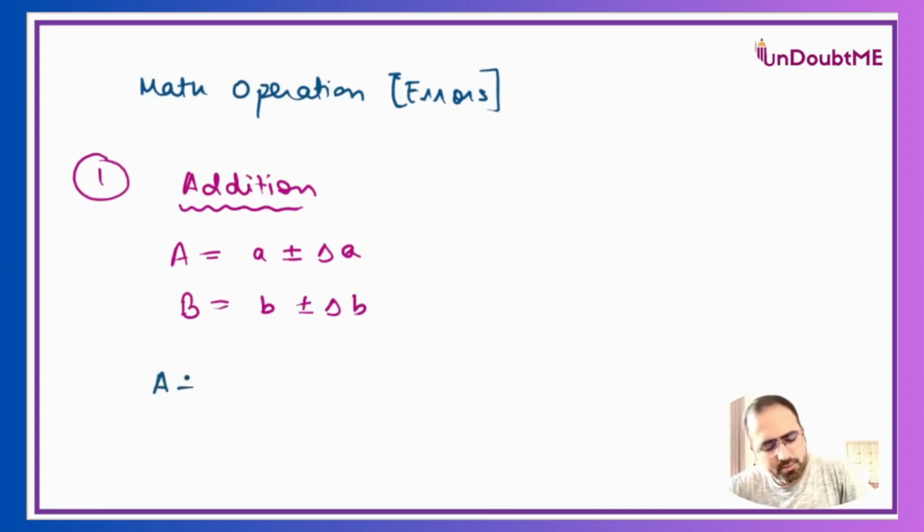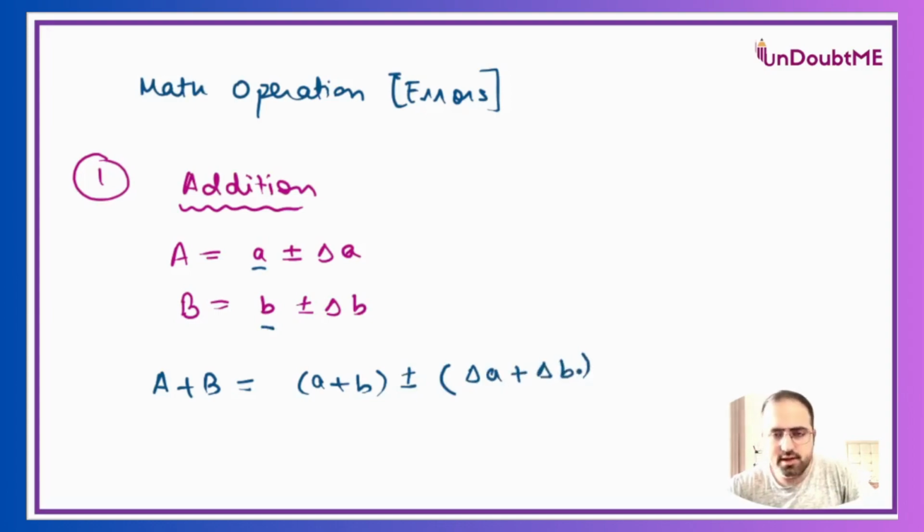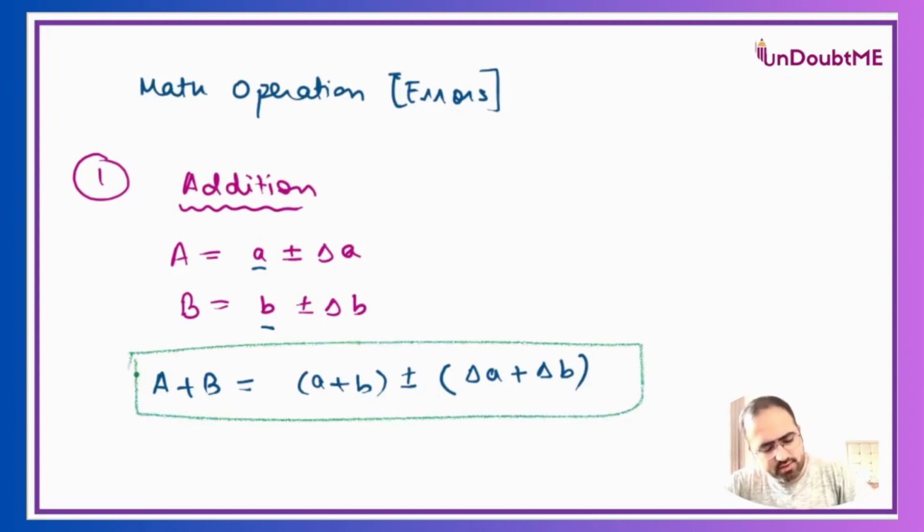Now, if I want to do A plus B, how will I do it? I will add their individual values, and plus minus their errors will be added, because one error plus another error will add on with more and more error. So whenever there's an addition, A plus B works like this.